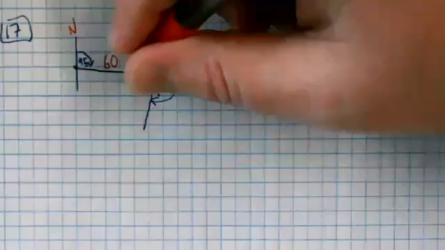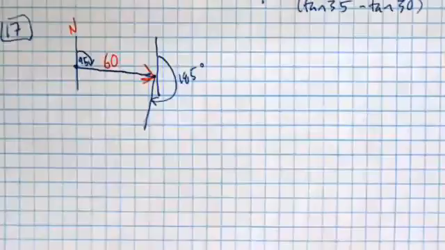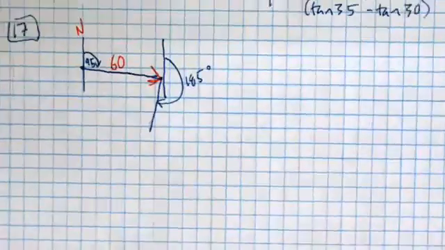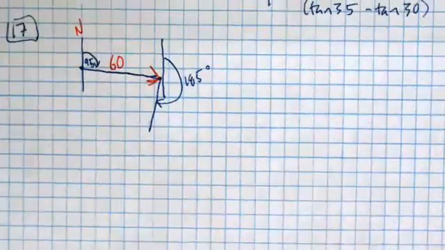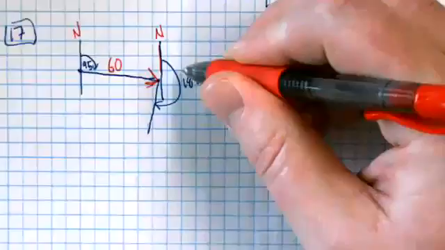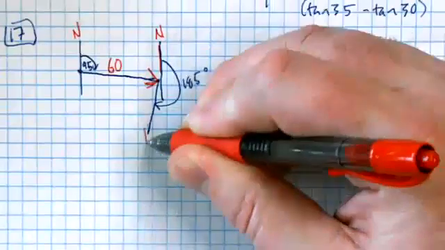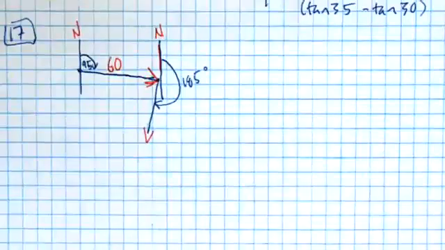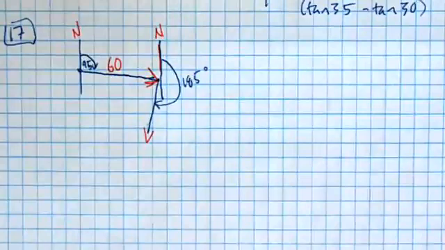And then they turn to a course of 185. Again, remember that's always from due north. So if I go 185, I'd be going in this direction now. And this time we're going to go for another 2 hours. They didn't say anything about changing speeds, so I'm going to guess that's also 60.